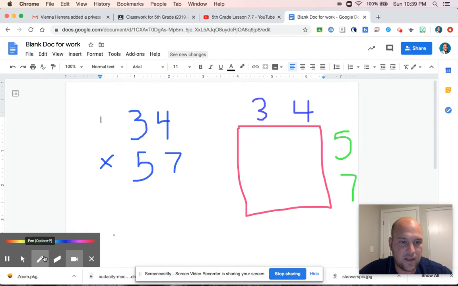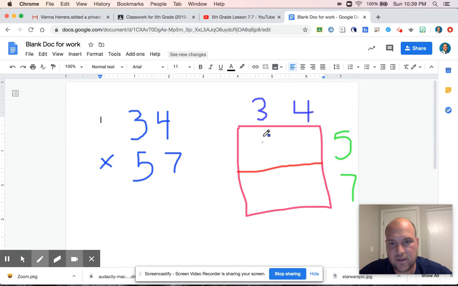And then we did, like, is there black? Why don't you have a black one? Whatever. I'll just go red. And we made the lines to separate the place values, the ones and the tens. Separate the ones and tens here, separate the ones and tens here.